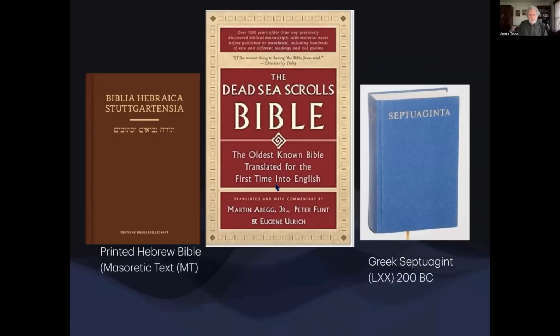So last time I went through all this in the previous video. I'm not going to repeat it all, but here's a standard Hebrew Bible. Here's the book I just showed you. We also have copies of the Hebrew Bible translated into Greek that date to maybe 200 BC, and that would be earlier than the standard Hebrew text as well. So we have two other things we can compare to the traditional text.